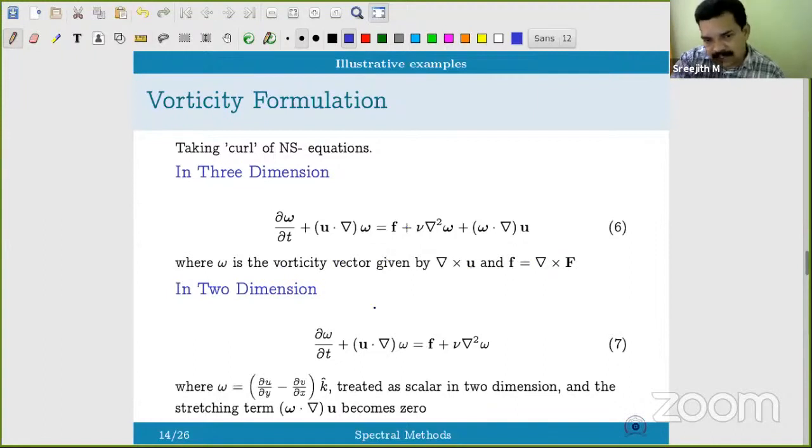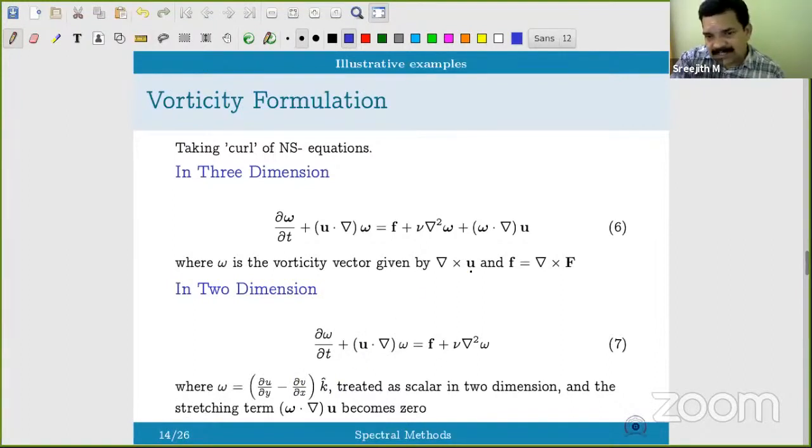So in 2 dimensions, this can be written as ∂ω/∂t + u·∇ω = f + ν∇²ω. The important thing is that in 2 dimensions, we have only one vorticity component. So the vorticity can be treated as a scalar, and the equation becomes just like a scalar transport equation. The vorticity in 2 dimensions is ω = (∂v/∂x − ∂u/∂y) k cap, that is the direction perpendicular to both x and y.